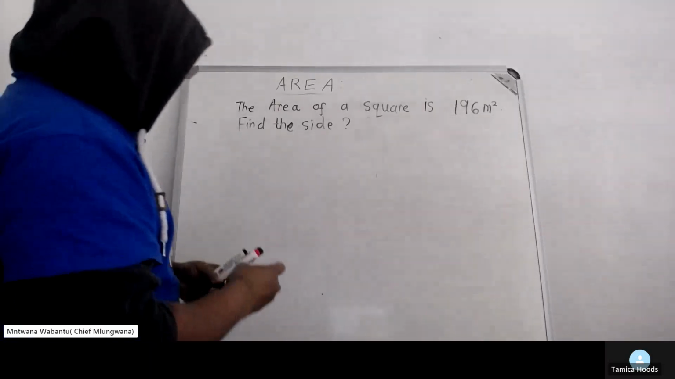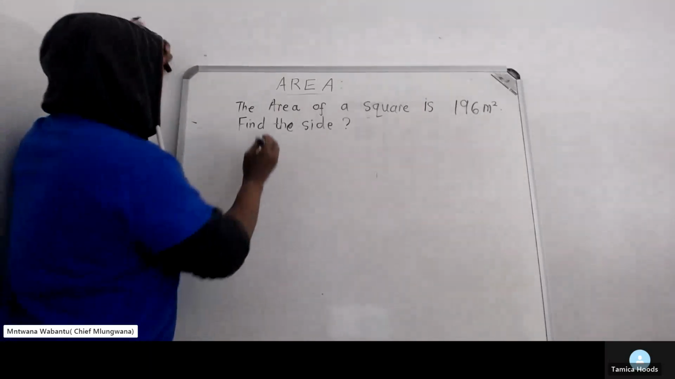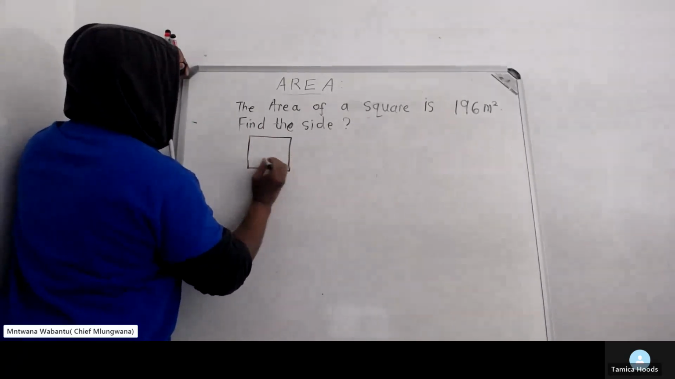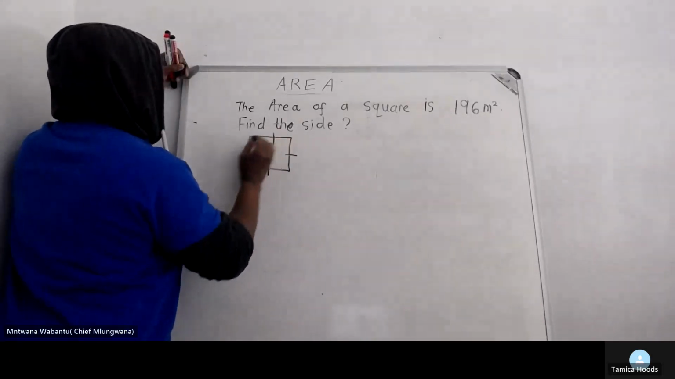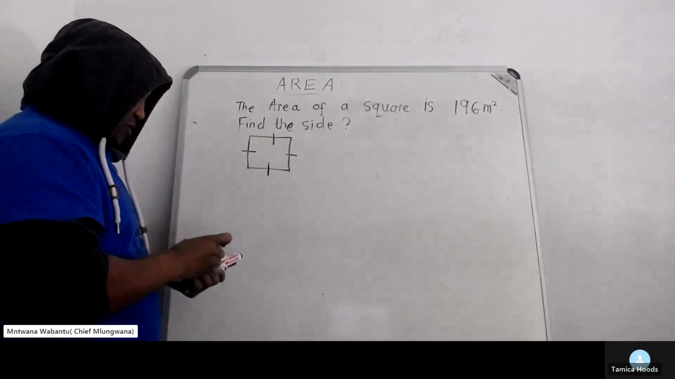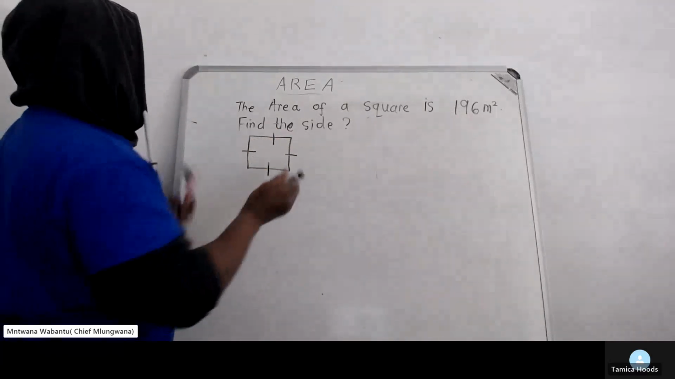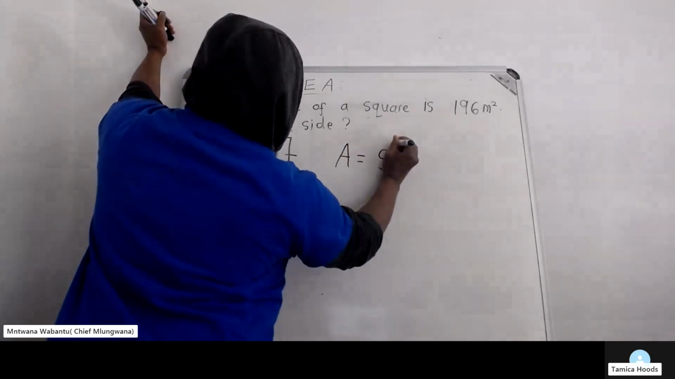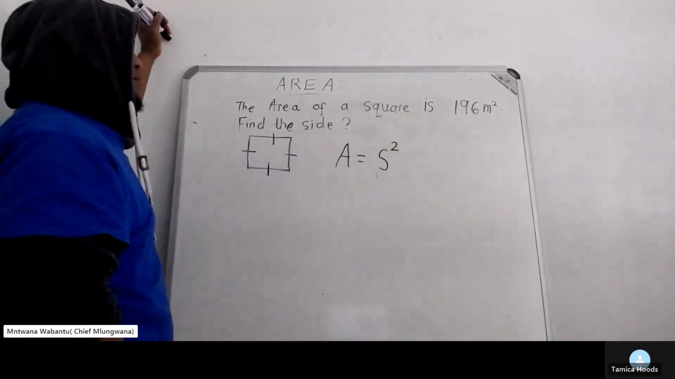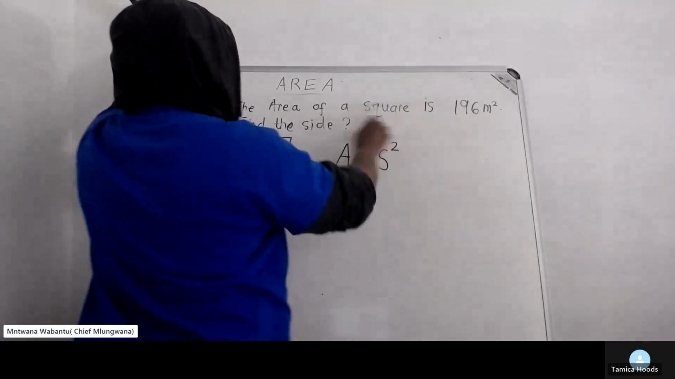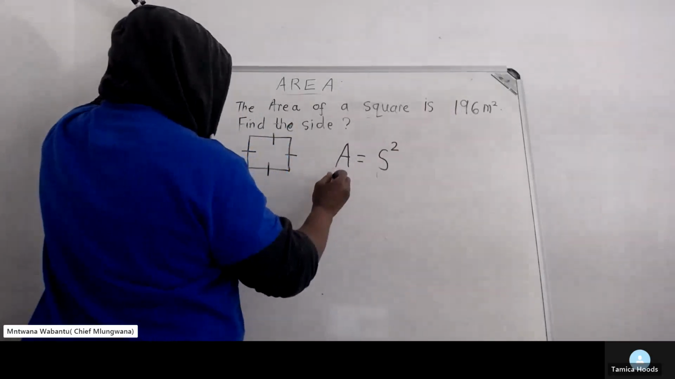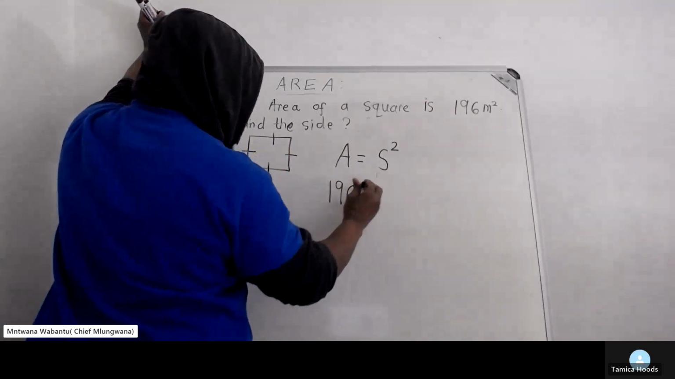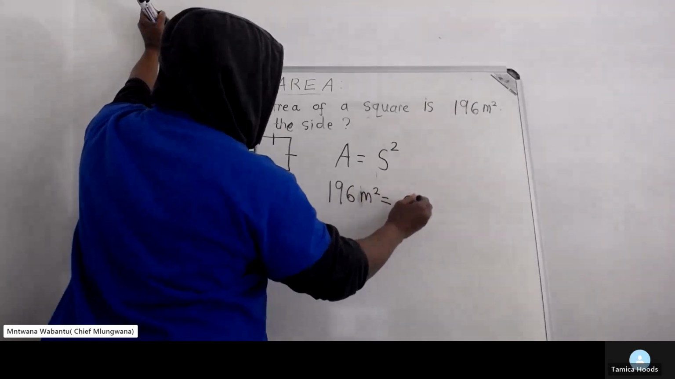Okay, so this is like our square. Are you with me? Yes, I'm with you. So we're going to say area equals side squared. What do we have here? We have the area. They say the area of a square. So in the position of area, I'm going to put 196 meters squared equals side squared.